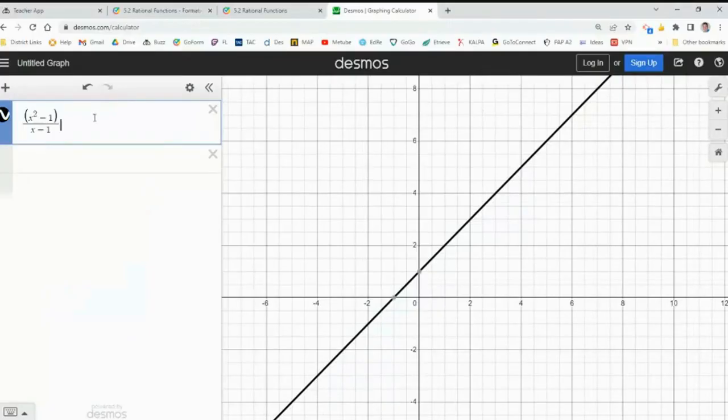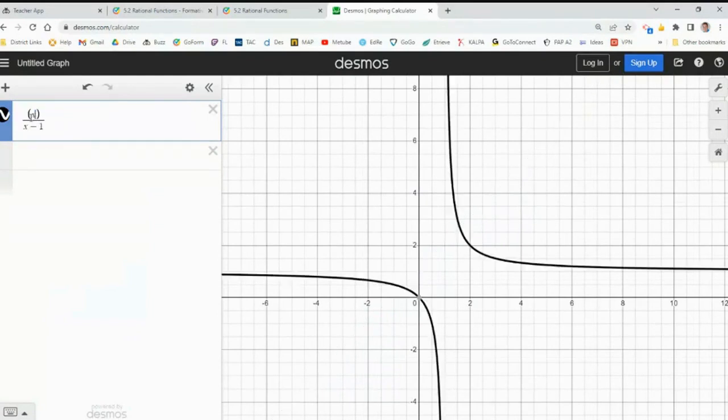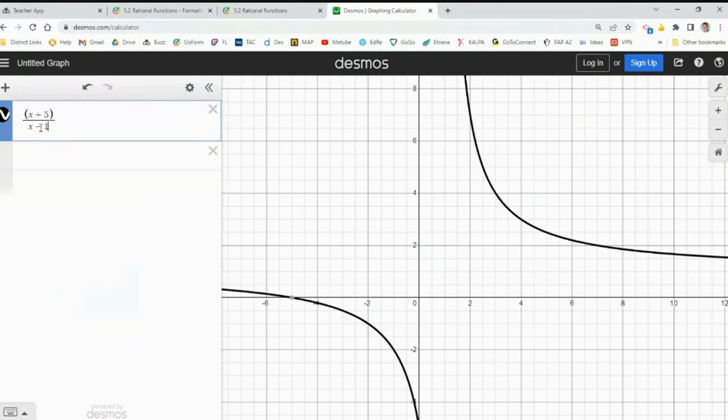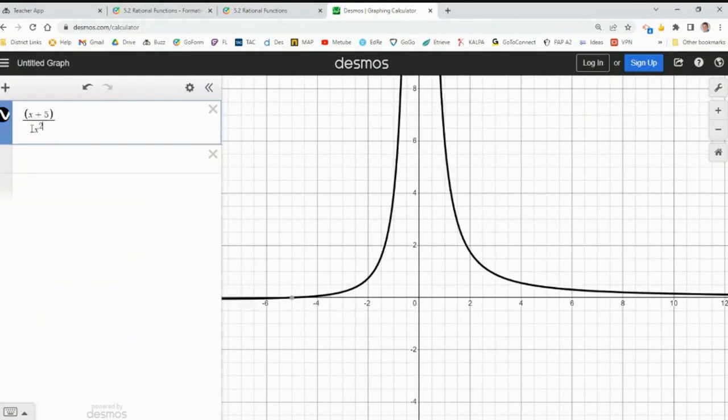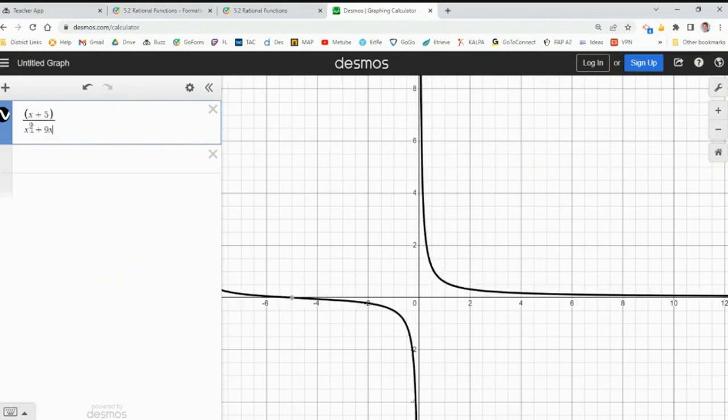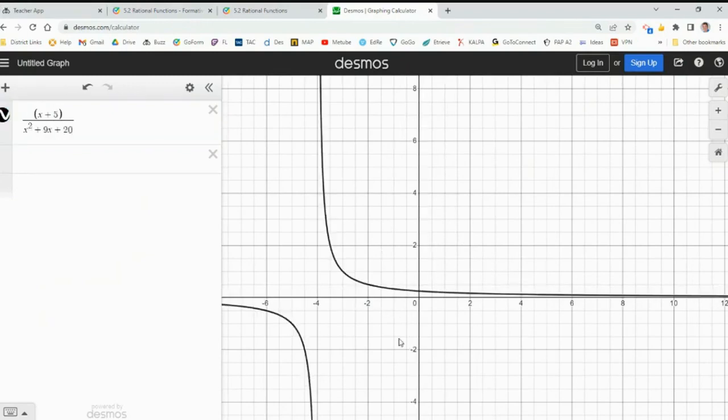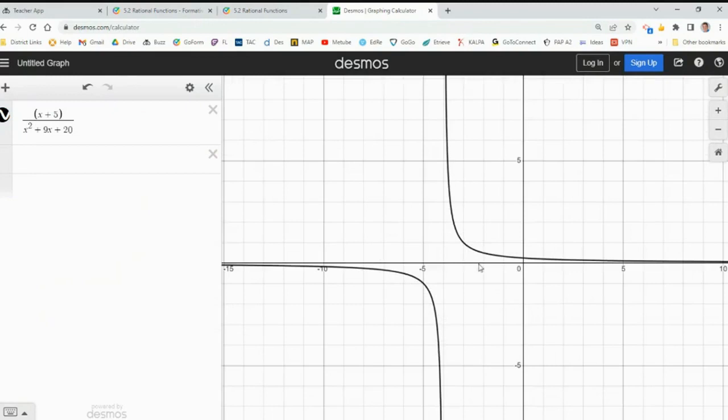So let's graph our original equation here. x plus 5, and then the denominator is x squared plus 9x plus 20. All right, that's the graph we just drew. It had y equals 0 as an asymptote, and we can put x equals negative 4 there. That's an asymptote. And there's a hole, it says right here.